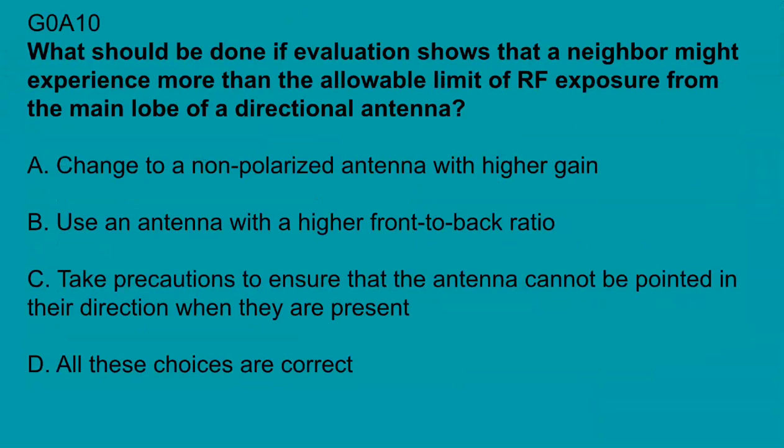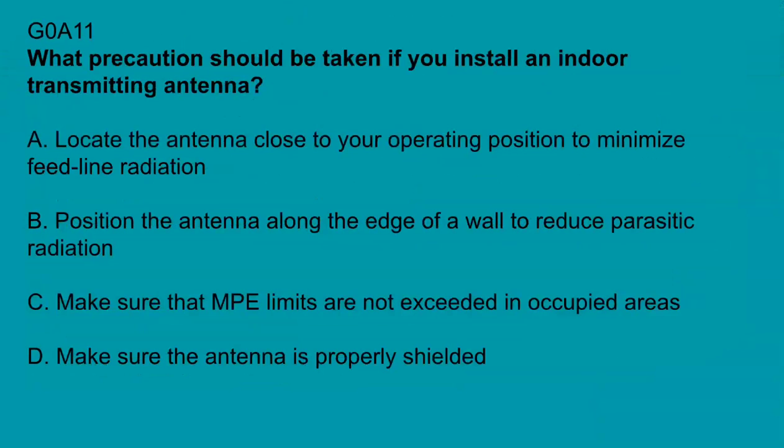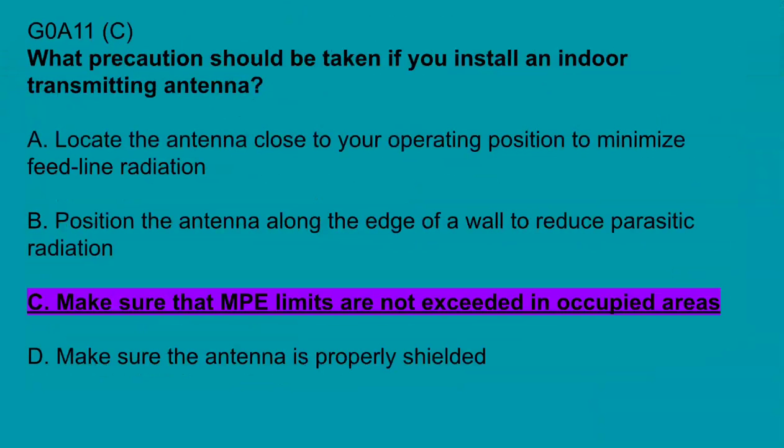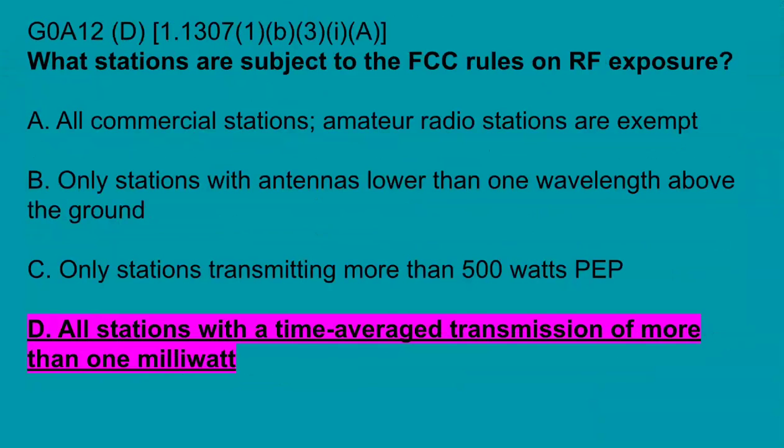G0A10, what should be done if evaluation shows that a neighbor might experience more than the allowable limit of RF exposure from the main lobe of a directional antenna? Take precautions to ensure that the antenna cannot be pointed in their direction when they're present. G0A11, which precautions should be taken if you install an indoor transmitting antenna? Make sure that MPE limits are not exceeded in occupied areas. G0A12, what stations are subject to the FCC rules on RF exposure? That's all stations with a time average transmission of more than 1 milliwatt.